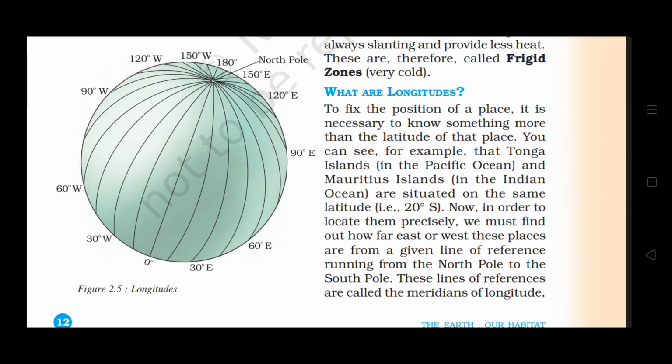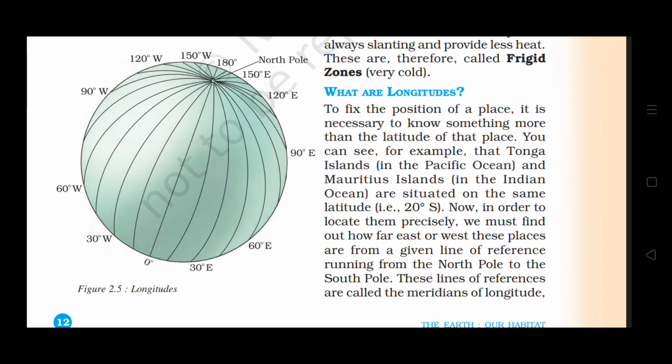If you notice the diagram in figure number 2.5, longitudes are vertical lines running all over the earth. As we have already discussed, the equator, a latitude, divides the earth into 2 equal parts, the northern and southern hemisphere. But longitude would still divide the earth into 2 equal parts, into the western and eastern hemisphere. So that is the major difference between a longitude and a latitude.